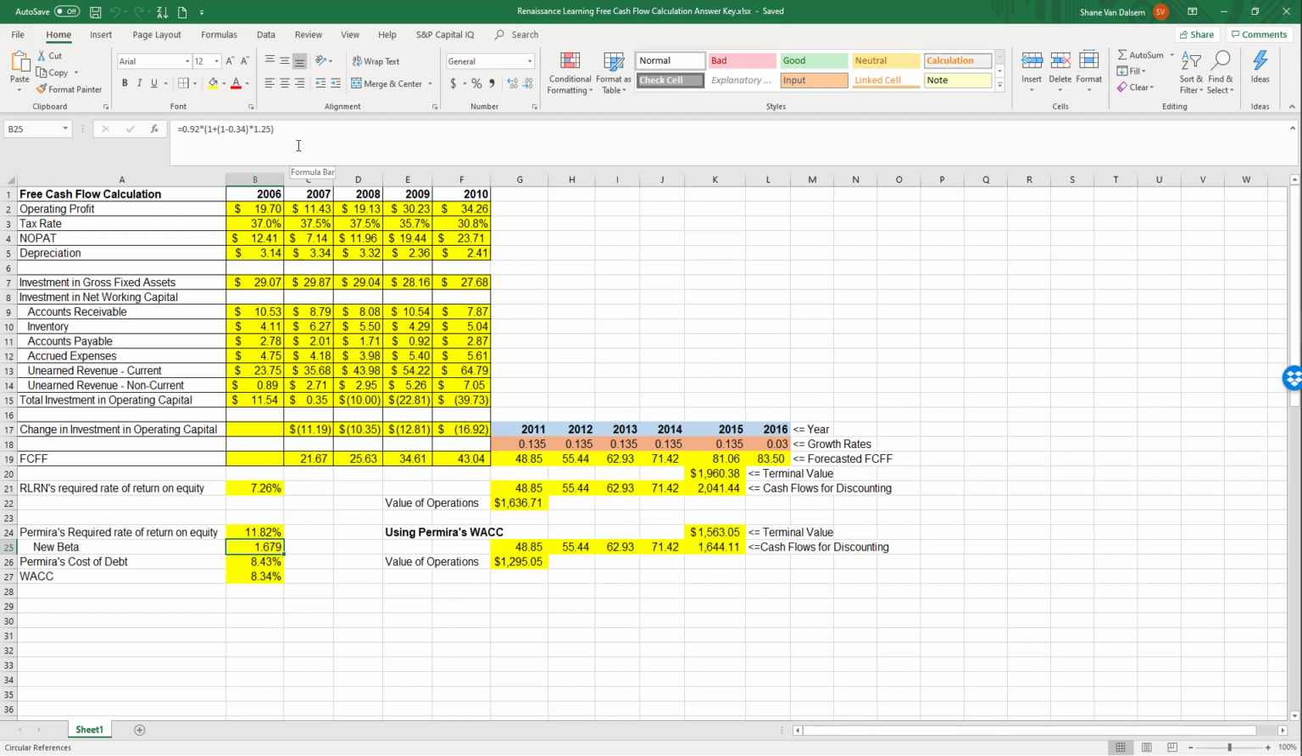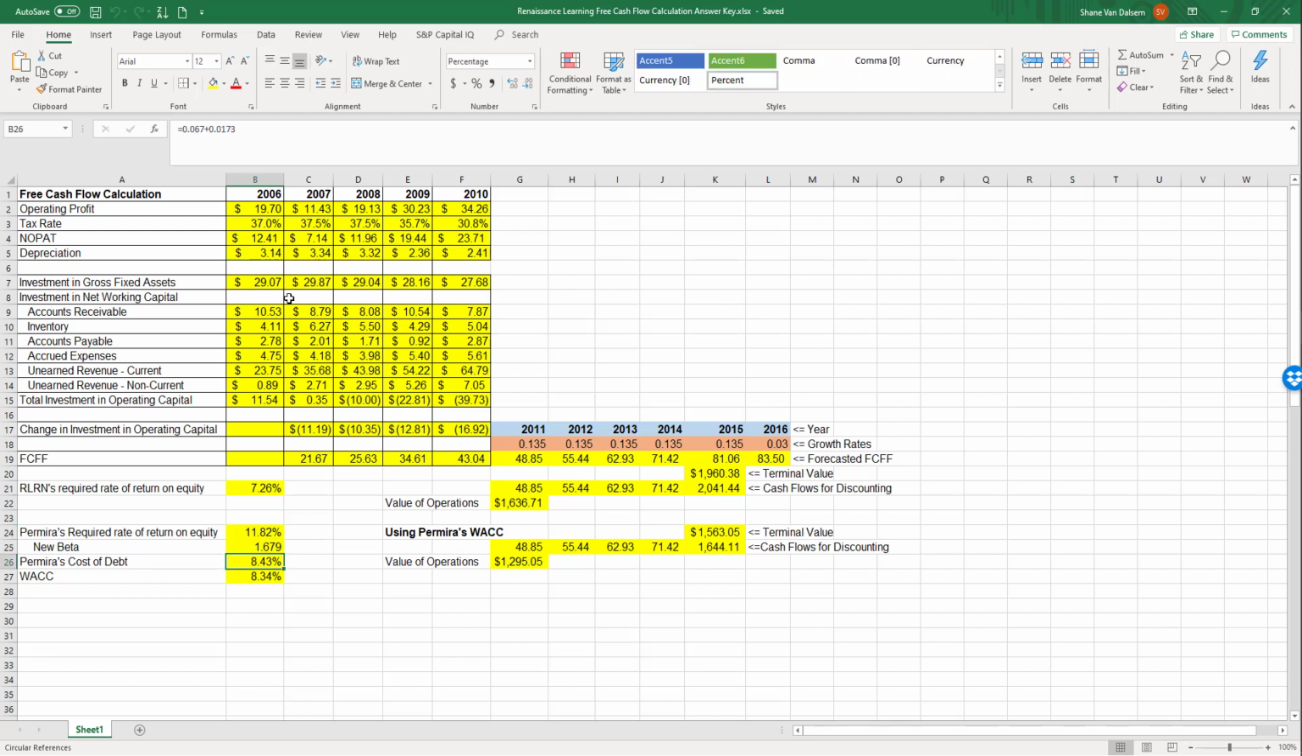And the tax rate I give you at 34%. And the debt to equity ratio is 1.25. Again, that's given in the questions. And we get a new beta, which is much higher at 1.68. So the new required rate of return on equity is that new beta multiplied by the market risk premium of 6.01% plus the risk-free rate of 1.73, and that gives us a new required rate of return on equity of 11.82%.